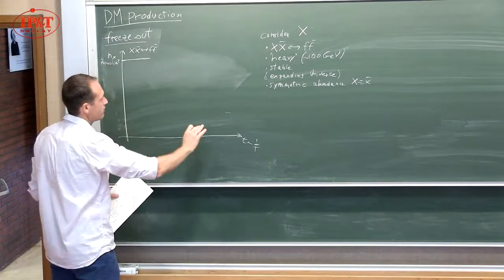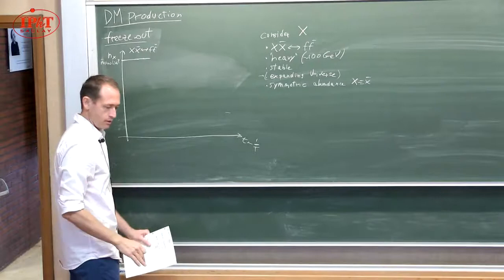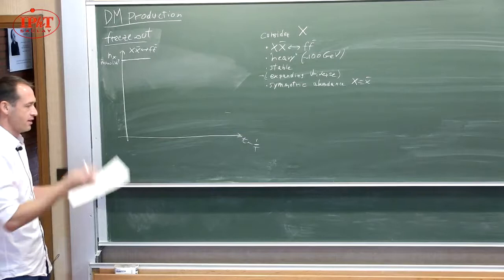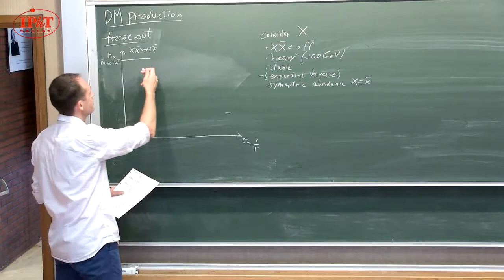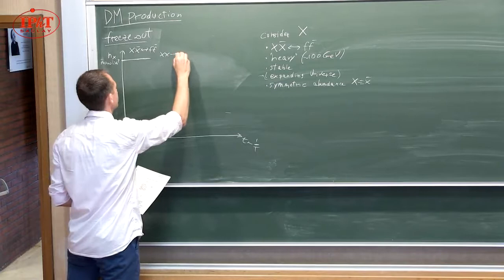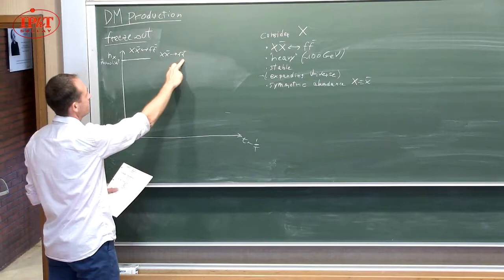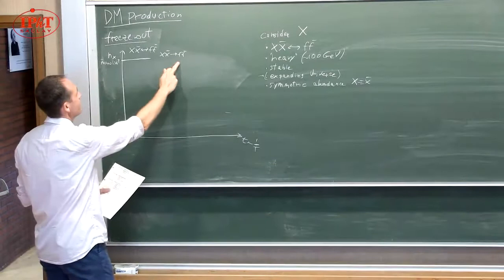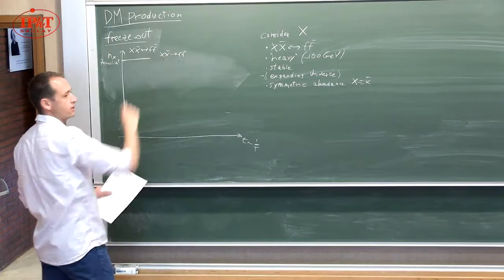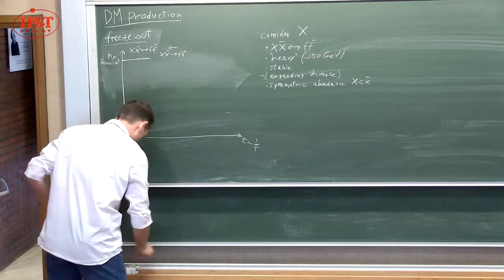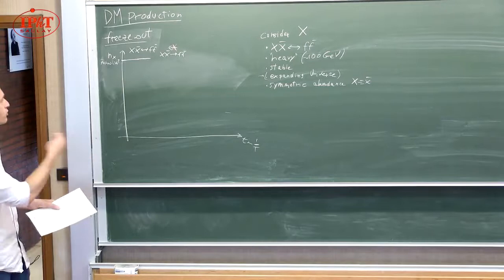Then at some point, as the universe expands, you remember that the universe is expanding, the temperature lowers, so the thermal bath has a lower temperature. And so at some point, the inverse reaction will stop being efficient, in the sense that the temperature will not be enough. So say this reaction can still happen, annihilations can still happen. But when the temperature is of the order of the mass of the dark matter particle, or lower, I will not have enough energy in the bath to produce the pair of dark matter particles, right? So this inverse reaction necessarily stops simply for kinematic reasons. I don't have enough energy in the bath to produce massive particles such as X.